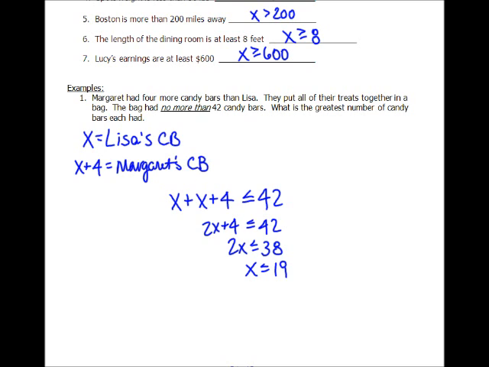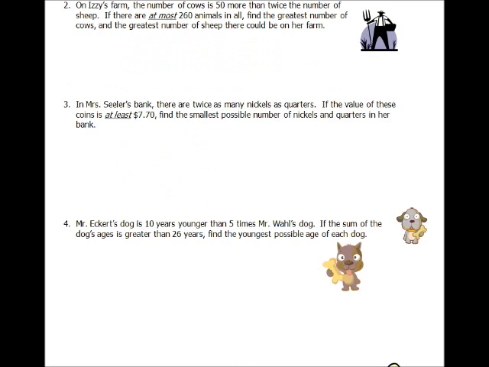So what is the greatest number? Lisa's candy bars have to be less than or equal to 19, and Margaret's less than or equal to 23. Okay? Make sure your answers are legible. Let's look at number 2. On Izzy's farm, the number of cows is 50 more than twice the number of sheep. If there are at most 260 animals in all, find the greatest number of cows and the greatest number of sheep. So go ahead and see what you would do with this one, and then come back and check with my answer.